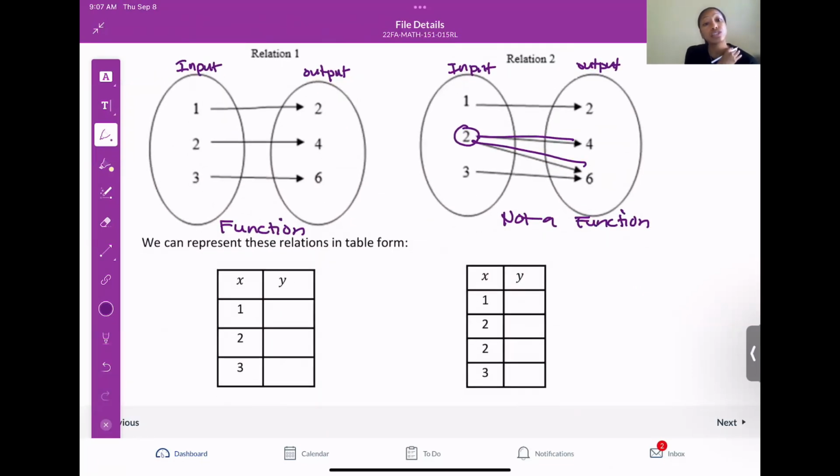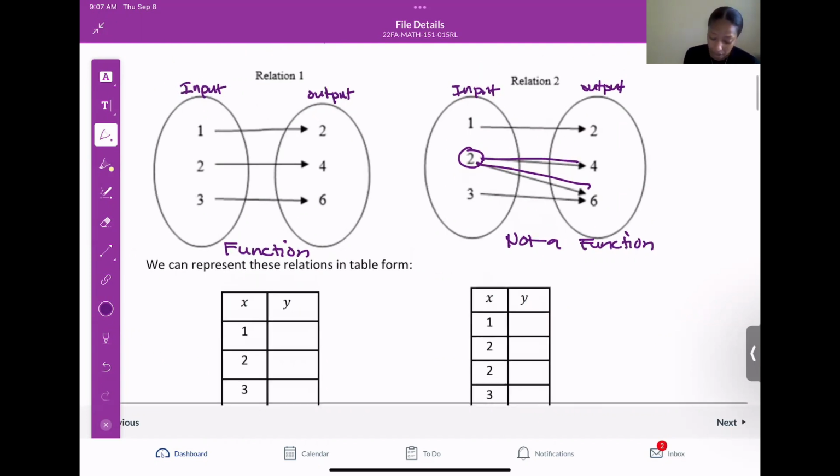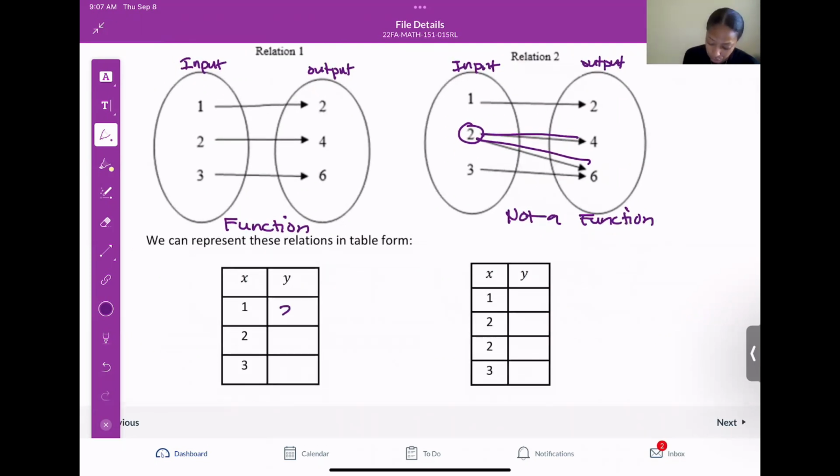Next, we're going to take these relations and represent them in table form. We usually use X to represent the input and Y to represent the outputs. So for relation 1, when the input is 1, the output's 2. When the input's 2, the output's 4. And when the input's 3, the output is 6. And for relation 2, when the input is 1, the output is 2. And then for 2, notice we have two inputs of 2. One has an output of 4, the other one has an output of 6. And when the input is 3, the output is 6 also.